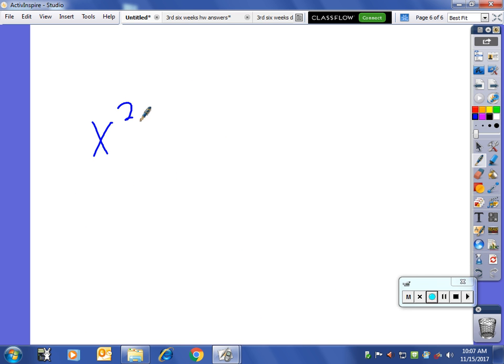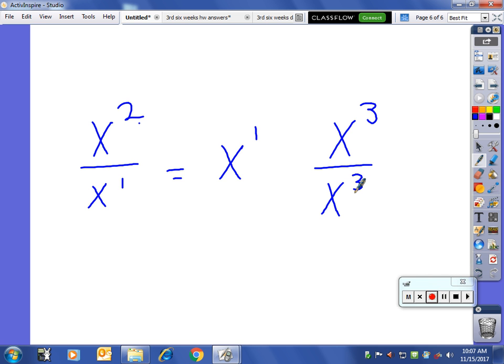If we did, this is what we did yesterday, x squared over x to the 1. What would that be? That would be x to the 1, right? Because 2 minus 1 is 1. So when you're dividing powers of the same base, the exponents get subtracted. So what if we had x to the third over x to the third? That's absolutely a 1, because we have the exact same total on top as we do on bottom.